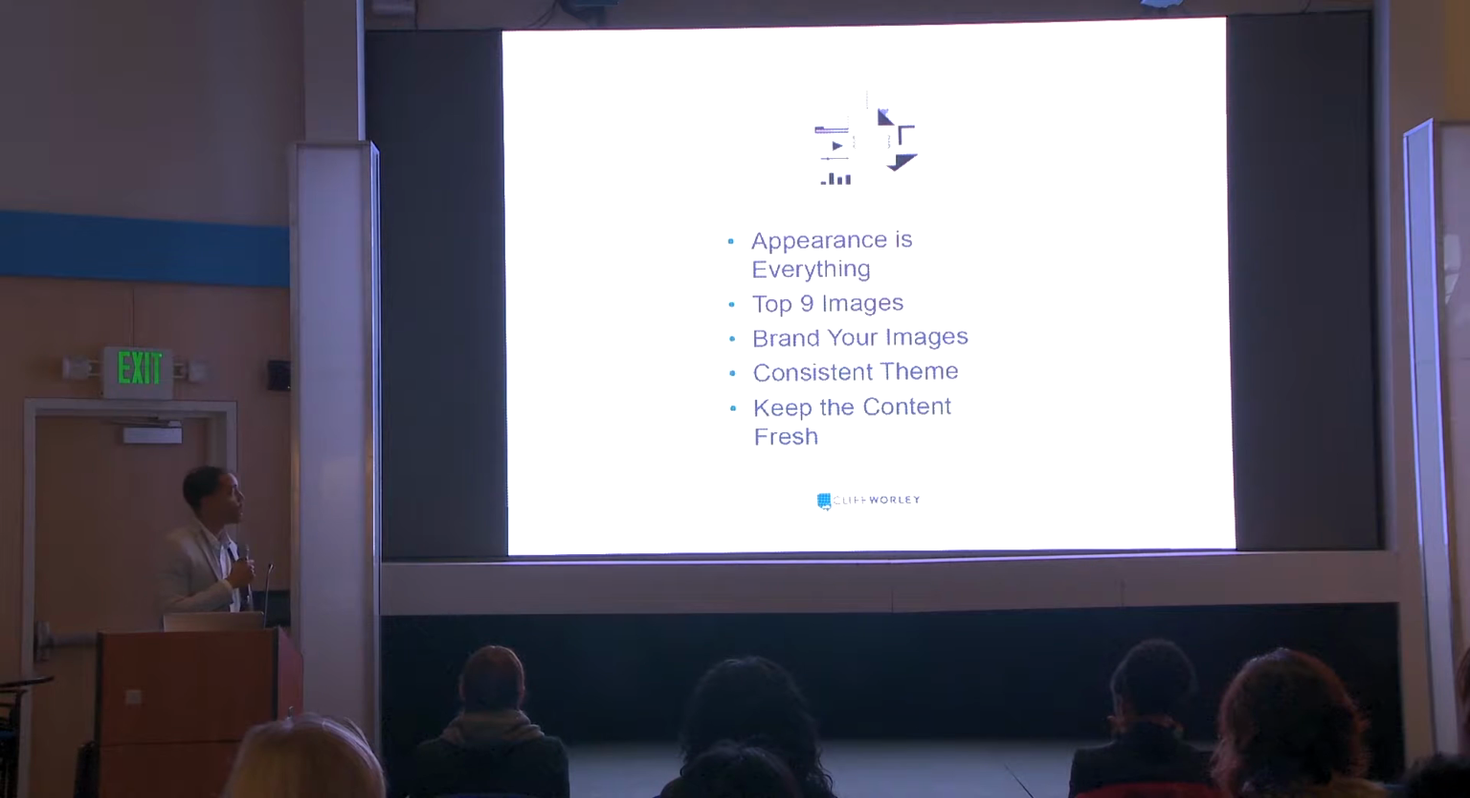The other thing is you want to have a consistent theme. You kind of want people to know what your account is about. You don't want a whole bunch of different things going on where people can't really figure out what's going on. The other thing is you want to keep the content fresh. You want to post a whole bunch of times, so if people do come to your account, they know that you're actually active and not just somebody who doesn't go on Instagram all the time.